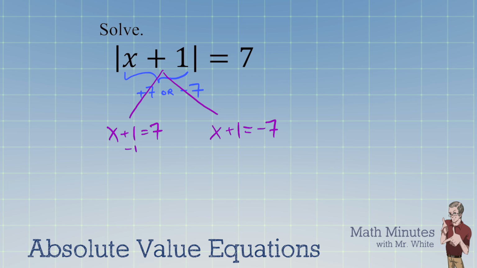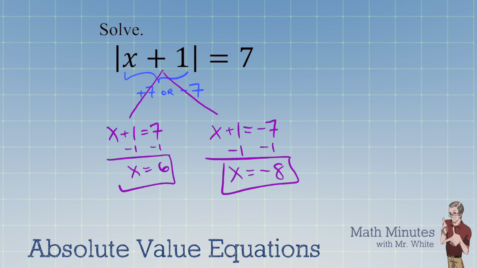So we then solve these two equations separately. x equals 6. We add or subtract 1 on both sides over here. We get x equals negative 8. There's our two answers. Now let's go ahead and check these answers, at least on this first problem, so that you can see that indeed both of these work.